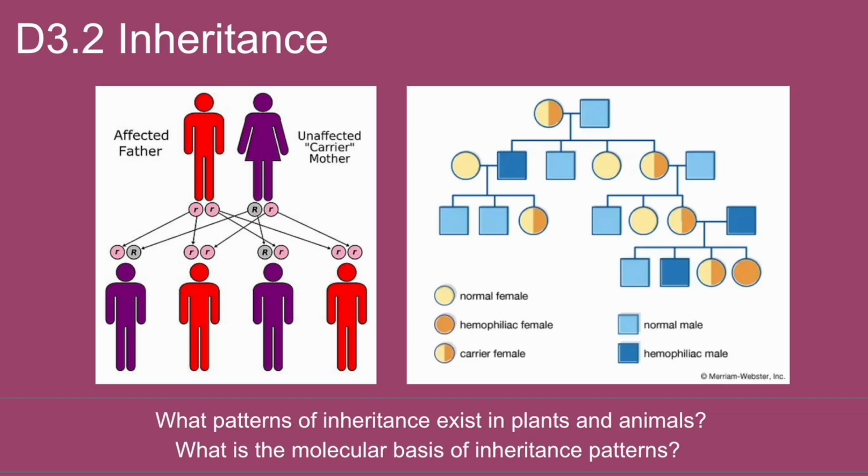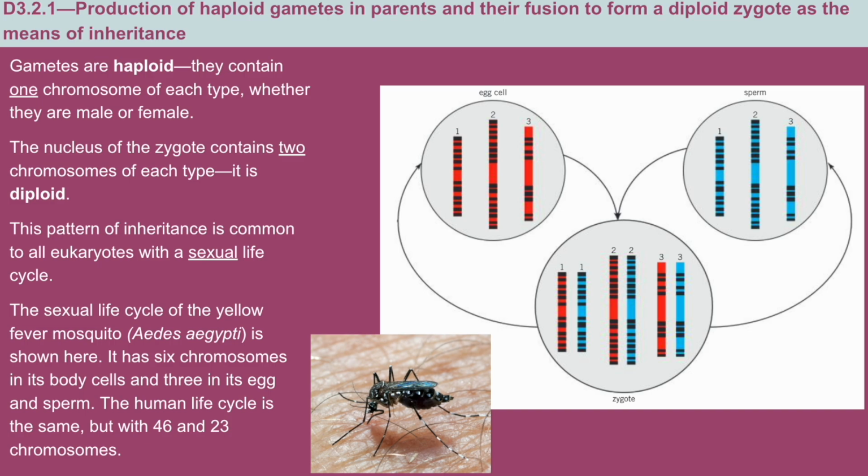Let's move on now to D3.2 Inheritance. First up, gametes. Those sex cells, eggs and sperm, are haploid. They contain one chromosome of each type. Whereas the somatic or body cells are diploid, they have two chromosomes of each type. In humans, there are 23 pairs in a somatic cell, just 23 chromosomes in a haploid gamete.